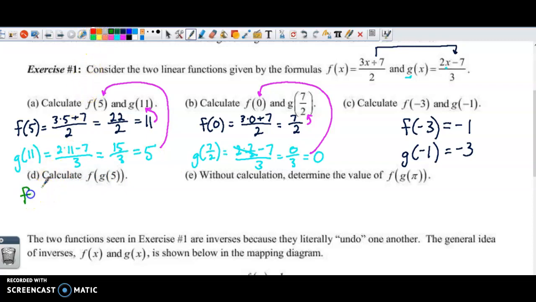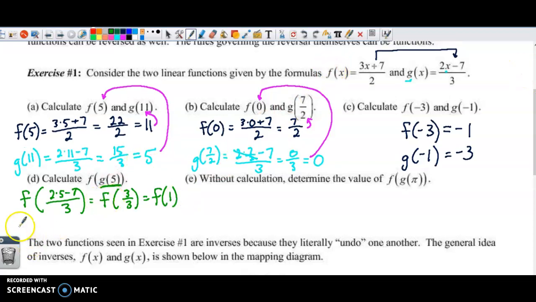So let's do f of g of 5. Now remember, you do g of 5 first. So 2 times 5 minus 7 divided by 3. Okay, 2 times 5 is 10, minus 7 is 3. And 3 divided by 3 would equal 1. Well, now what we have to do is go to the f. So now we have to plug in 1 for the f function. So 3 times 1 is 3 plus 7 is 10. And 10 divided by 2 gives me 5. Okay, well that's kind of interesting because we ended with the thing that we started with.